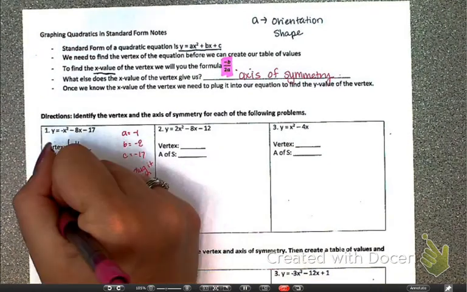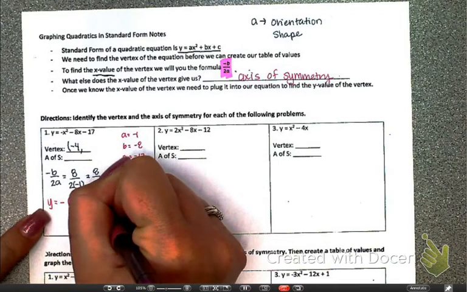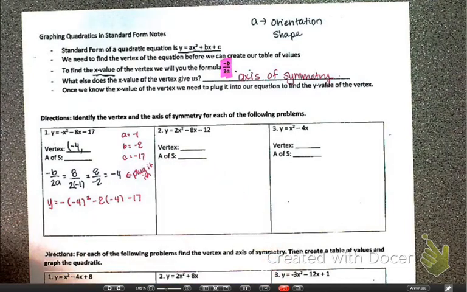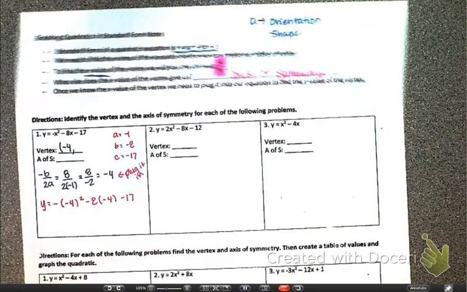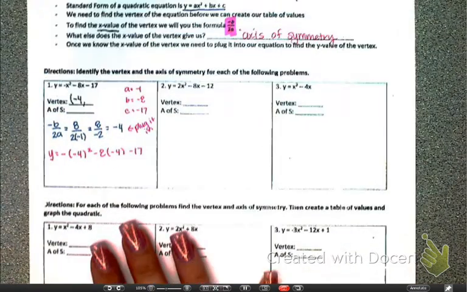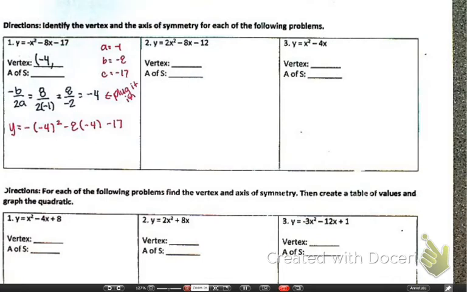Okay, so y equals, I have the negative, and I'm plugging in negative 4 everywhere I see an x. You'll notice that I include the parentheses, because that's going to make a huge difference, especially where I have to square it. So negative, and then negative 4 squared minus 8 times negative 4 minus 17.